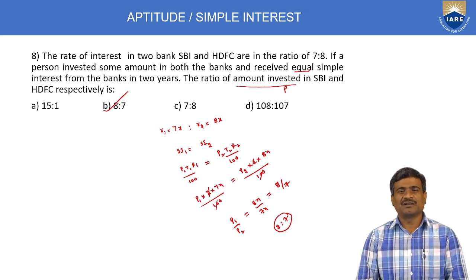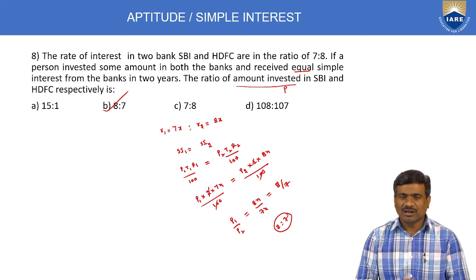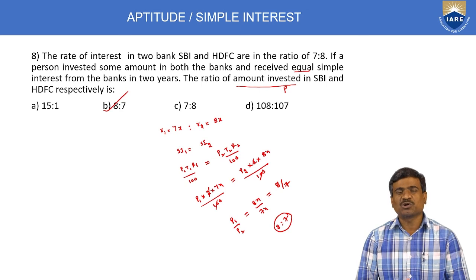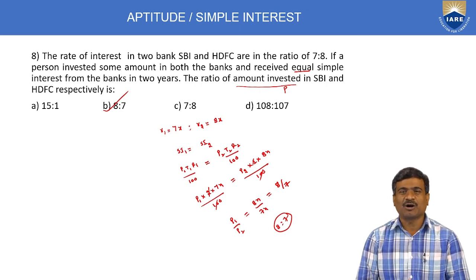This is a simple interest topic. Any problem that belongs to simple interest, just apply the method PTR by 100. All the examples in simple interest use only one method. Principal amount, time and rate of interest: these three terms are the only important ones in simple interest.